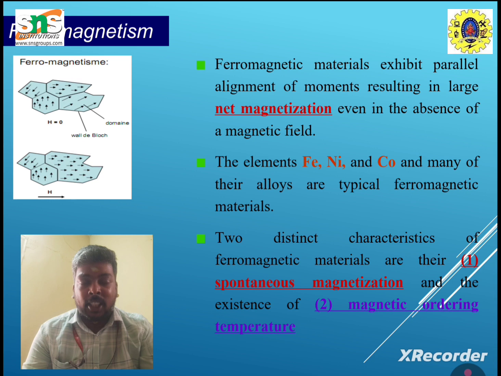Another important characterization is the two distinct characteristics of ferromagnetic materials. One is spontaneous magnetization, and the other is the existence of a magnetic ordering temperature. These are the two main characteristics of ferromagnetic material. It will easily magnetize when it is kept in a magnetic field.